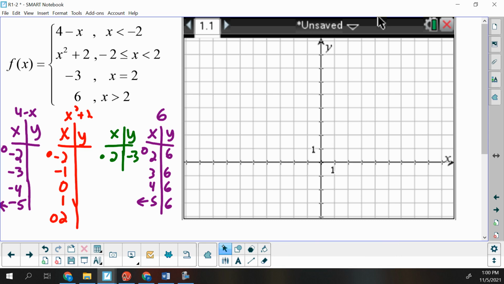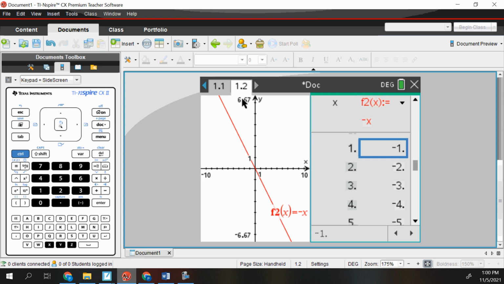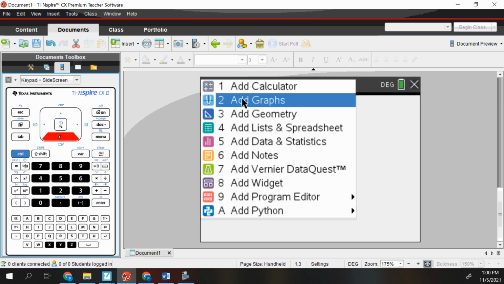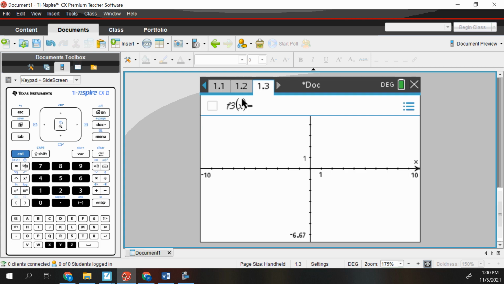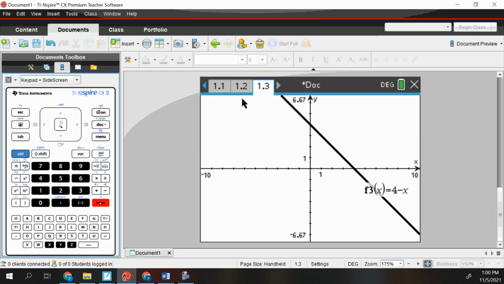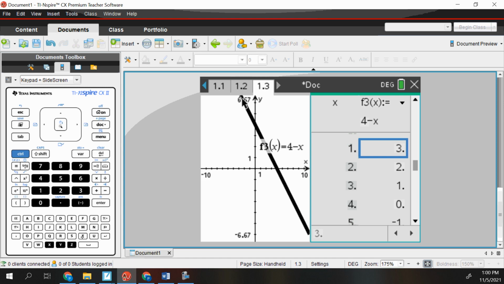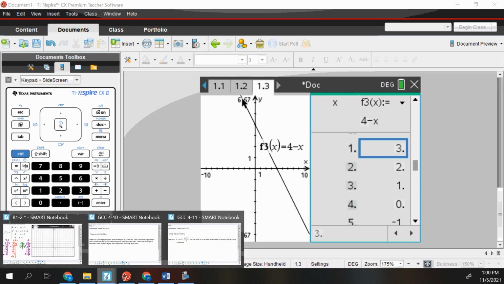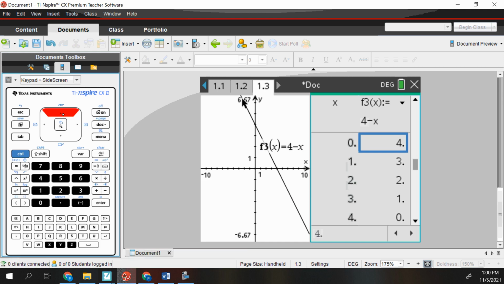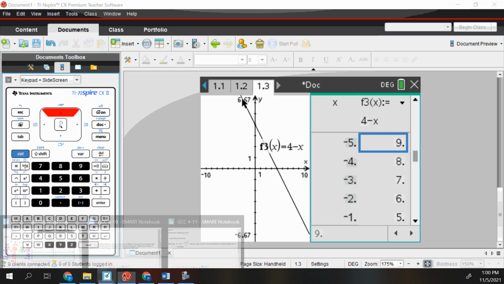So let's maybe put the 4 minus x in a graphs page first. So remember, to get a new page, do Control and then Doc. We'll go to a graphs page, and we'll put in our 4 minus x. To get to the table, we'll do Control T. And we had negative 2 through negative 5. So there's those ones there. We'll have to fill in 6 for negative 2, 7 for negative 3, 8, and 9.